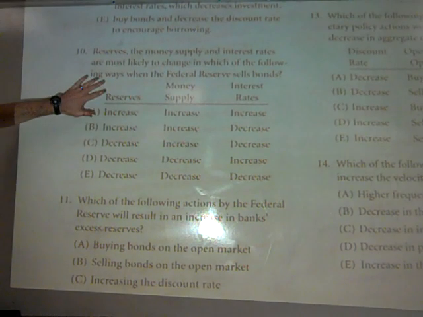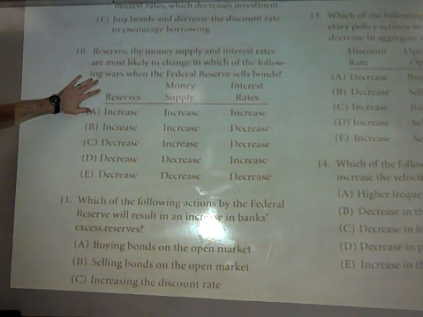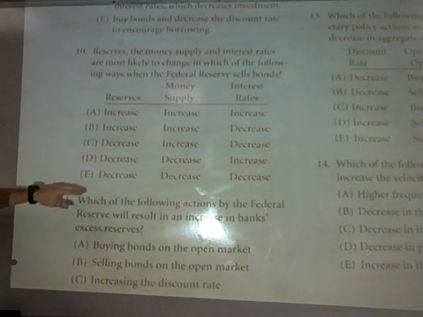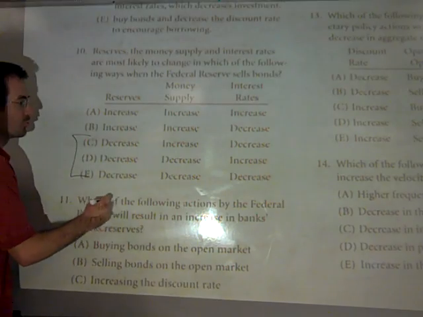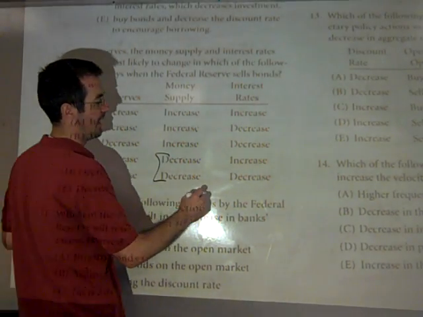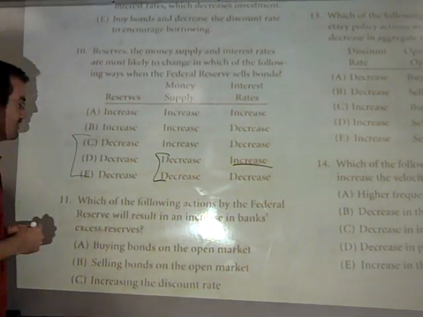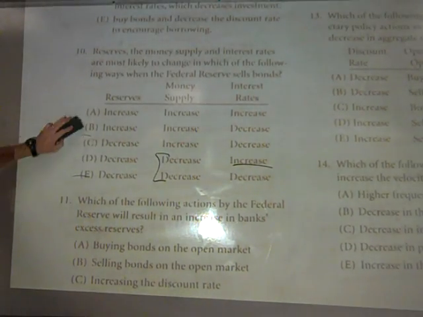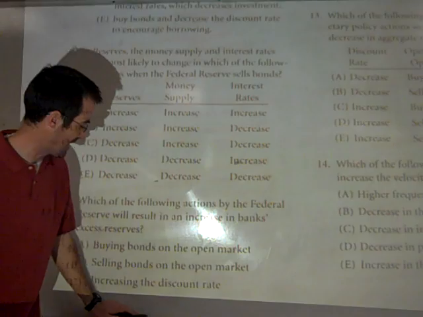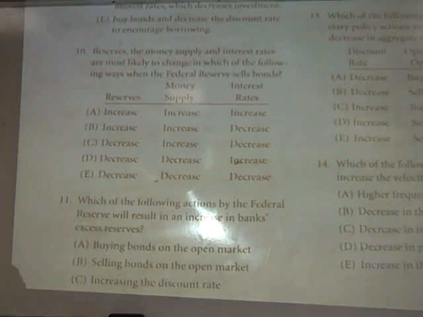So, in this case, I think it's contractionary money policy. Is this the one we're on? Yeah, sell bonds, that's contraction. So that would reduce reserves, reducing the money supply. And the only thing that goes up with contraction is the interest rate. So it's D.